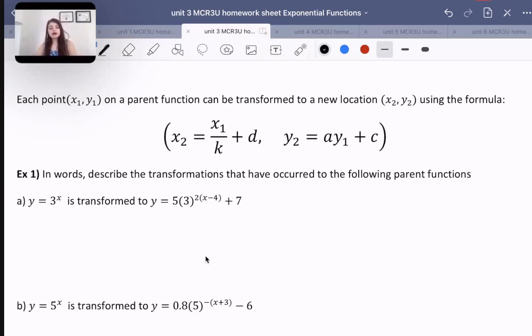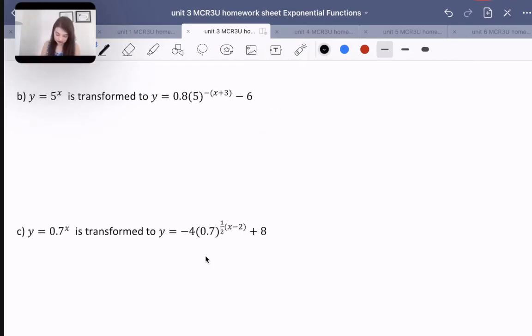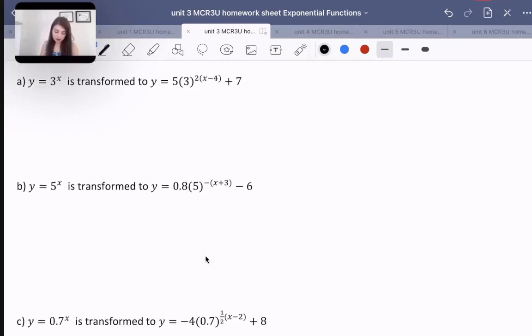The first question asks, in words, describe the transformations that have occurred to the following parent functions. I'm going to do the first one, and then I will show B and C as well, but I do encourage you to pause this and give those a try on your own if you feel comfortable doing so.